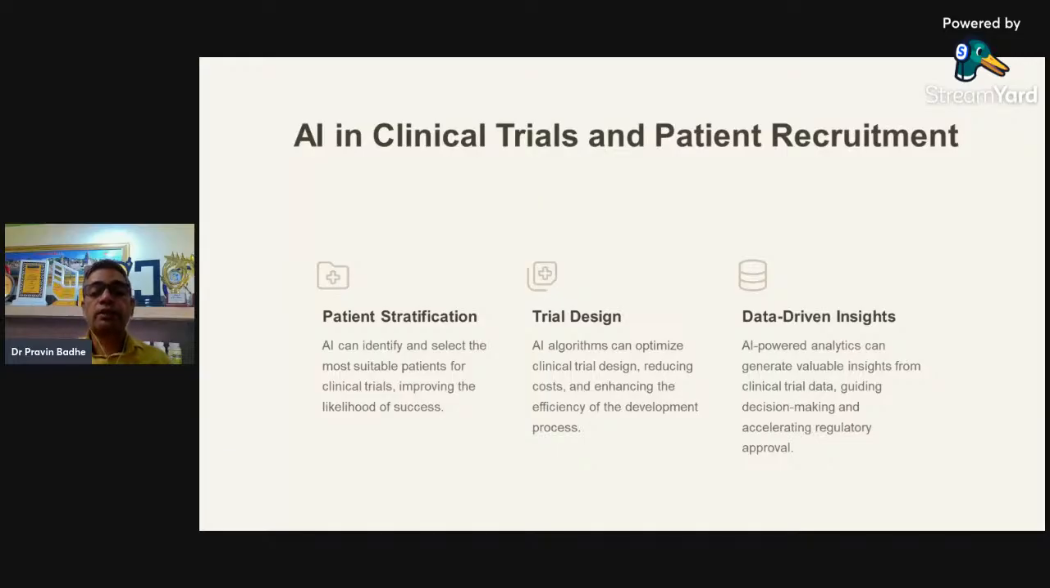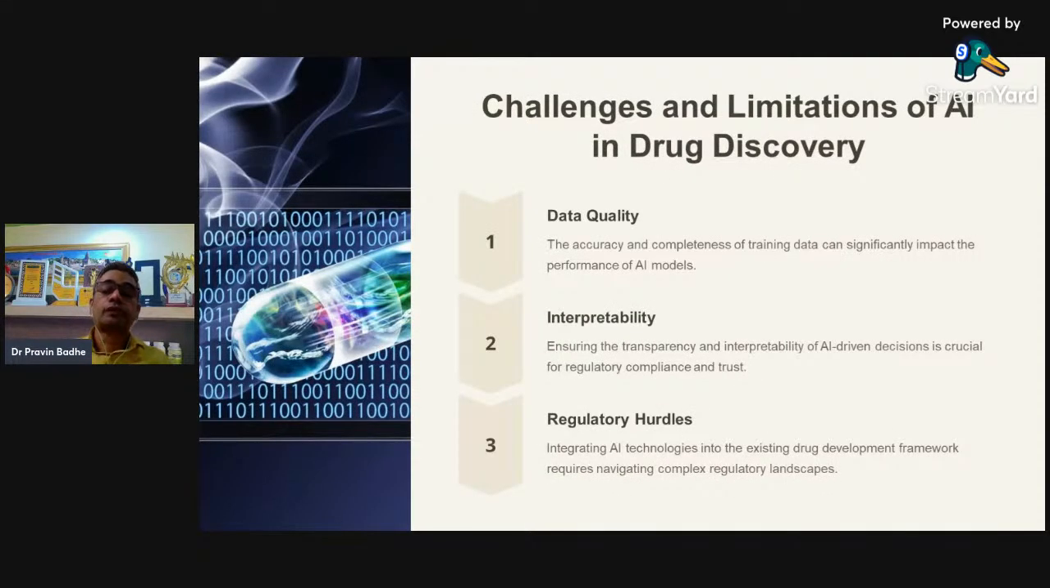So these are some of the roles of AI in drug discovery and clinical trials, which is going to be important now to reduce the process time of drug discovery, and also it is going to reduce the financial burden of drug discovery. But with this, there are challenges and also some limitations of AI in drug discovery.